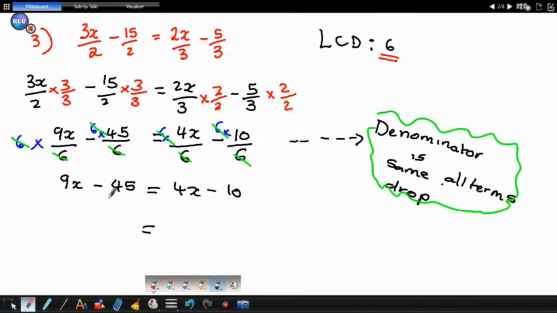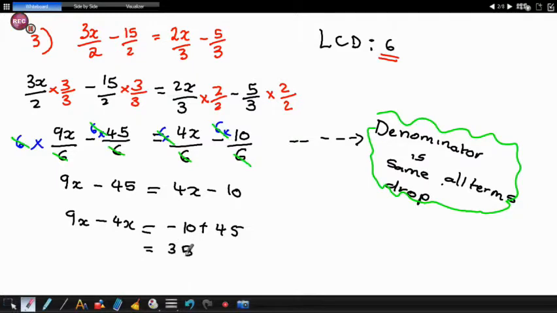I think this looks familiar. The 4 comes to the left-hand side. We'll have 9x minus 4x. And then we'll have negative 10, and then we'll have plus 45. So meaning we are going to have positive 35 this side and positive 5 on the left-hand side. So if I divide by 5 on both sides, I have x is equal to 7. That's your answer.